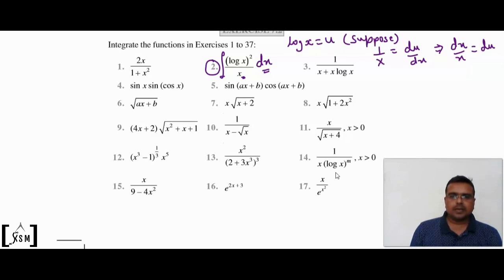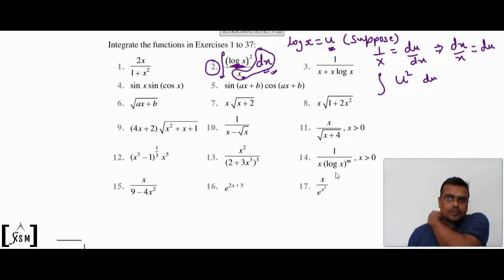Please understand, guys, my aim to do all this is that the entire question in x I have to convert into u. So how would I write that? See this, the dx over x portion is du. So for this I will write du. And this log x I have supposed as u, so for that I will write u square. So actually my question has become u square du, right?